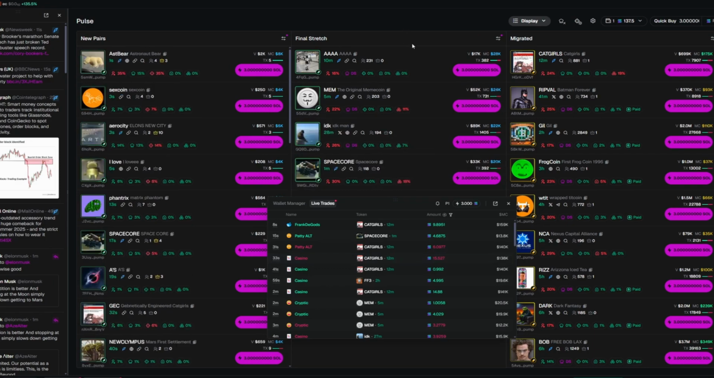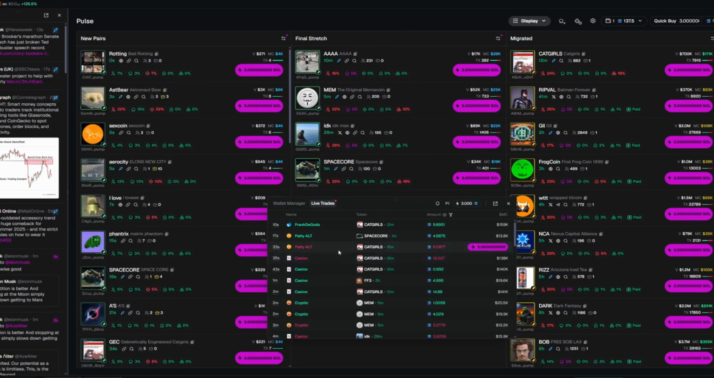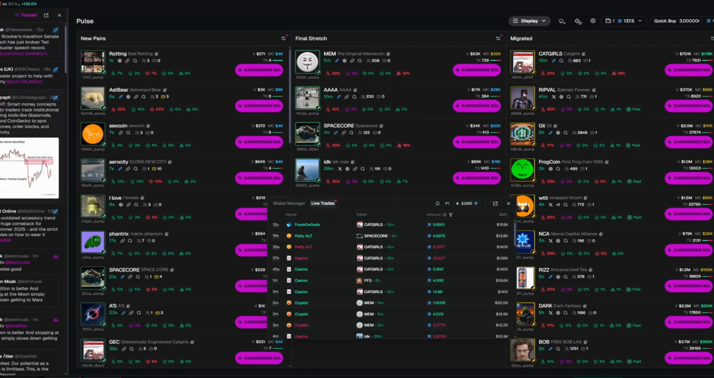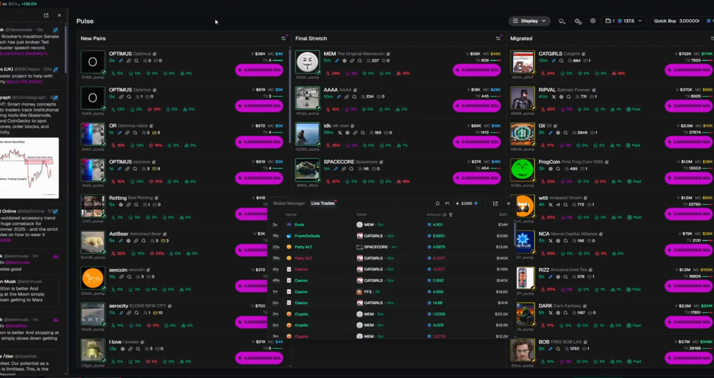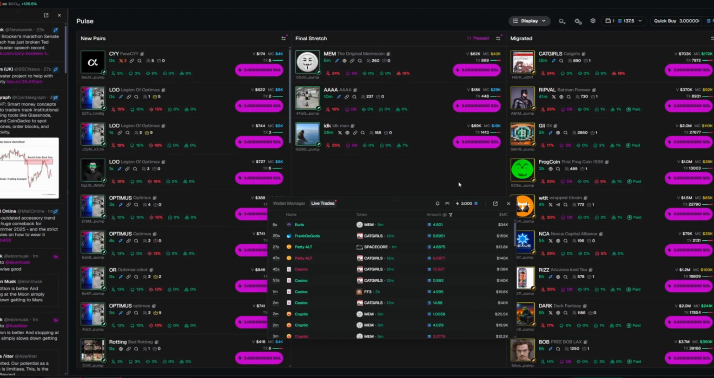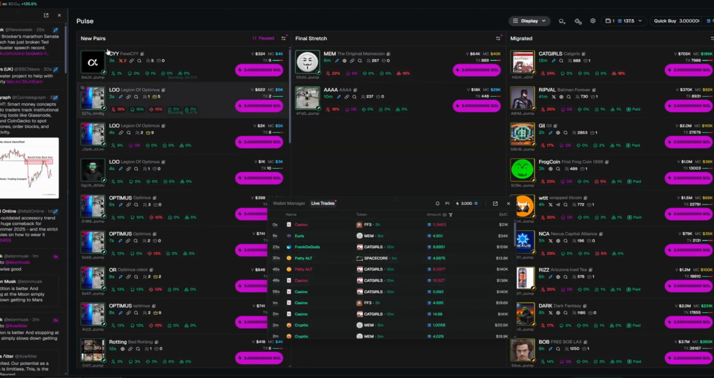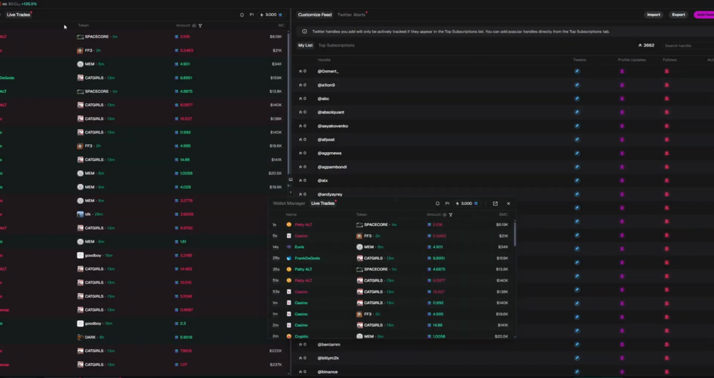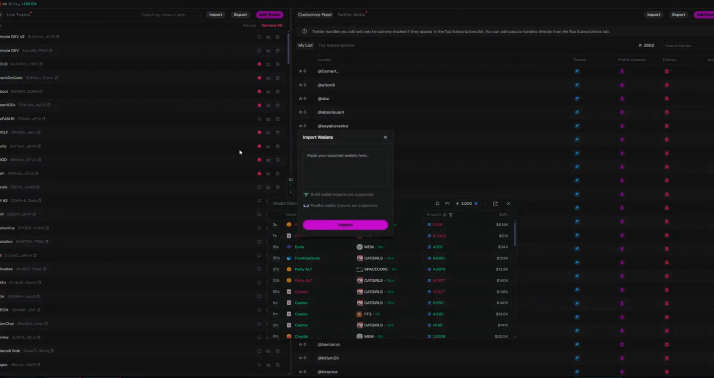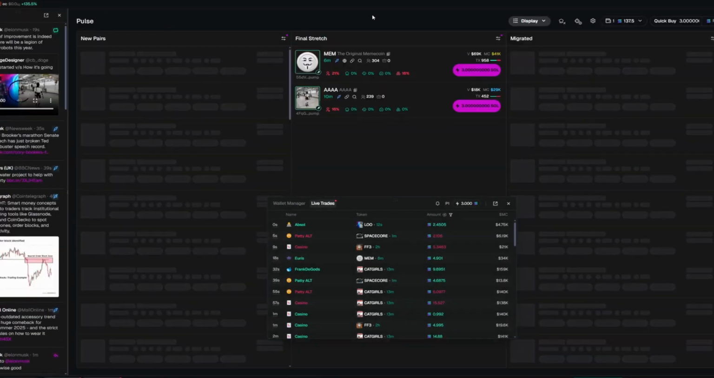And you're probably thinking, who should I track? What wallets should I track? What Twitter handles should I track? You can get them on my Telegram channel in pinned messages. Check out the pinned messages, and you will get the wallet tracker list and the Twitter tracker list. You can simply import them here, the Twitter, and you can import wallets as well. Just copy and paste them here.